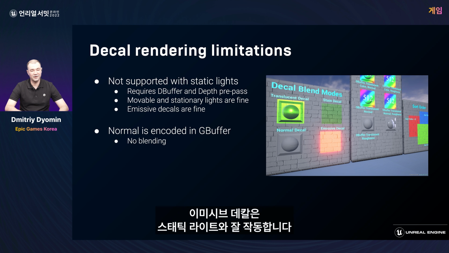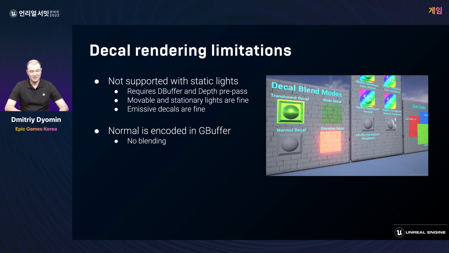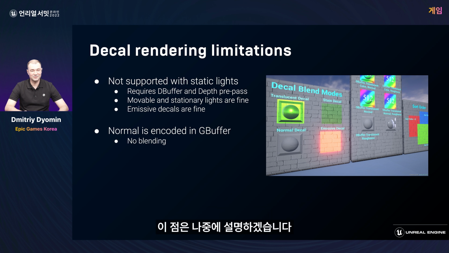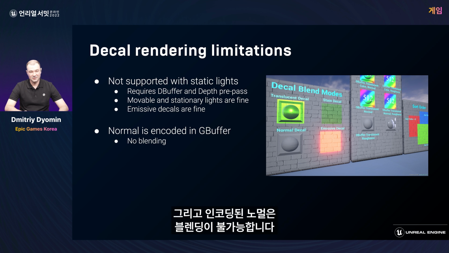Emissive decals work fine with static lights. There is another limitation with decals in the mobile deferred renderer. Because of certain limitations on GBuffer size, which I will explain a bit later, we have to use octahedron encoding for normals to reduce their storage requirements. And these encoded normals cannot be blended. So if your decal tries to modify normals in the GBuffer, it will not really work on mobile. But fully overwriting normals is fine.